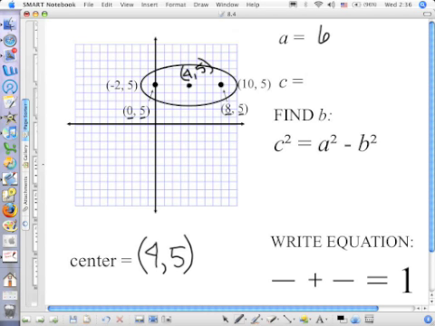How do I find B? I use my equation. C squared is equal to A squared minus B squared. Adding B squared to both sides, subtracting 16. I now have all three pieces of the puzzle to write the equation.